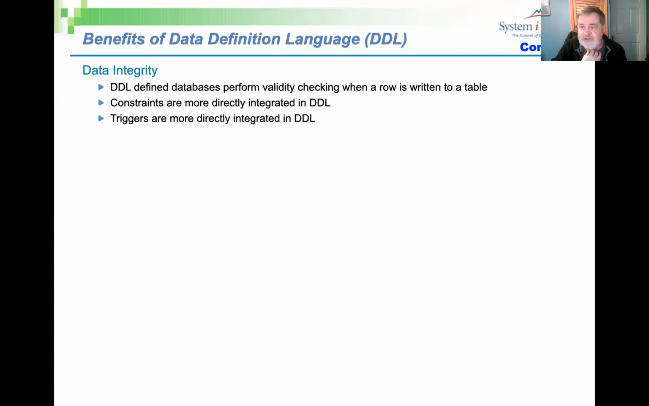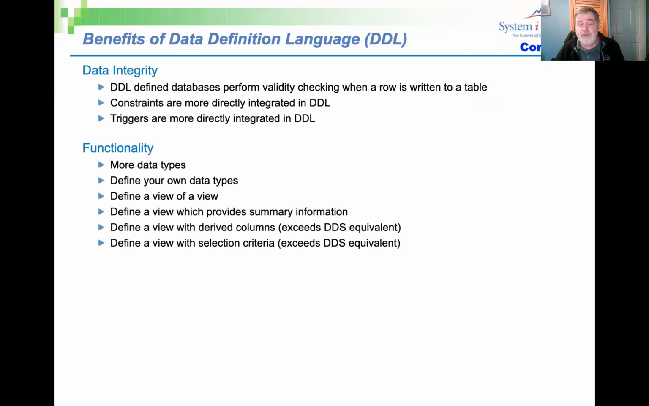Also, things like constraints and triggers are more directly integrated into DDL, as opposed to being separate sets of commands or separate things that you have to do. You can do them all in one. You also get more functionality through DDL. There are more data types available to you. You can even define your own data types. And of course, the big thing that you have in DDL is views. With views, you can have views of views. Think of it this way: you can't have a logical of a logical. And you can have views that provide summary or aggregate information. We can have derived columns and selection criteria that go way beyond anything that you can do with DDS.